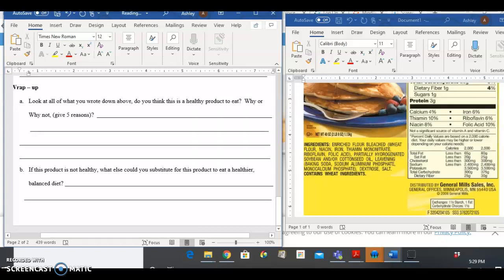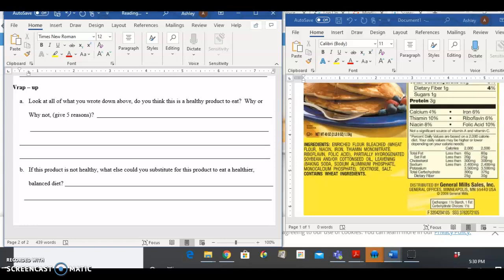And so if it's not healthy, what else could you substitute for this product to eat healthier? Obviously, we want to look for something kind of similar because that's what you wanted to eat. So I might research, or if I don't know, maybe look up a whole wheat type pancake that does not have any added sugar, and put that in there. So a whole wheat pancake with no added sugar would be something, or maybe something else altogether that we would want to try to eat instead of eating these pancakes.